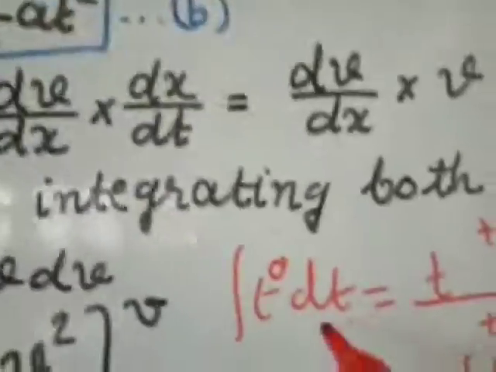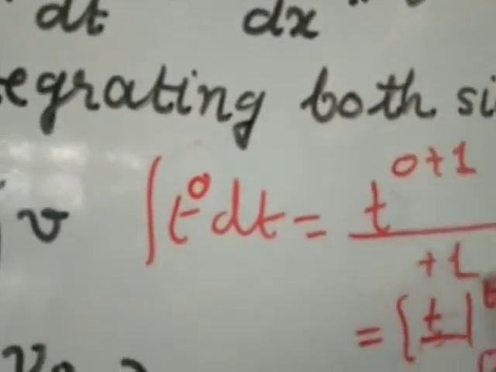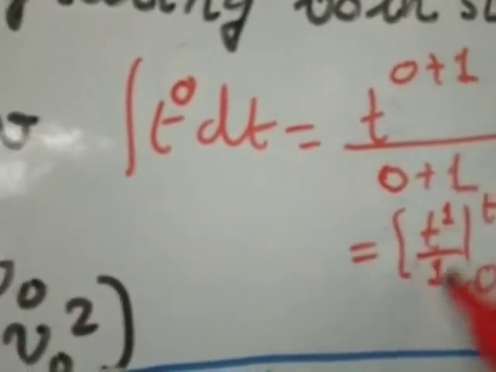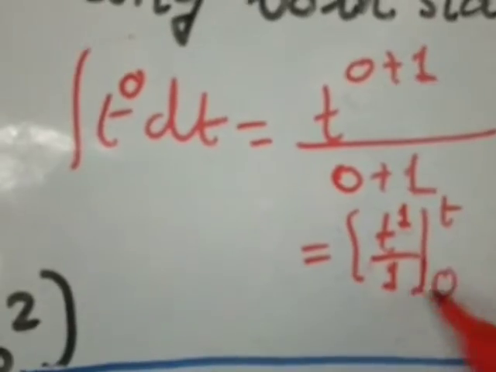Here instead of n it is 0. So t power 0 plus 1 divided by 0 plus 1. So you will write here 0 plus 1. So you get t power 1 divided by 1. But the denominator 1 we do not write. And the limit is from 0 to t.